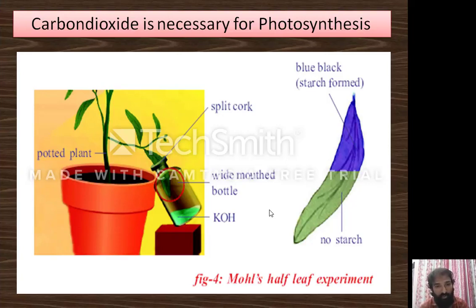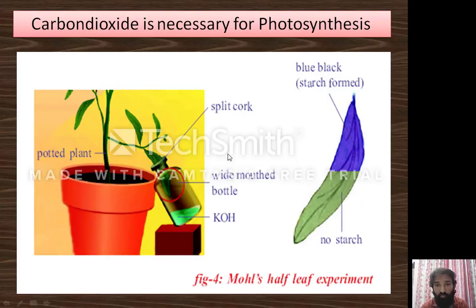Now, precautions for this experiment. Especially, we insert the split cork tightly, and we can also apply wax to prevent entry of air into the wide-mouthed bottle. These two precautions are very important to get a good result in this experiment. If air enters the bottle, the air automatically contains carbon dioxide. So if carbon dioxide is present in the bottle, what will happen? The leaf will also perform photosynthesis and the entire leaf turns blue. So we can't prove the experiment.